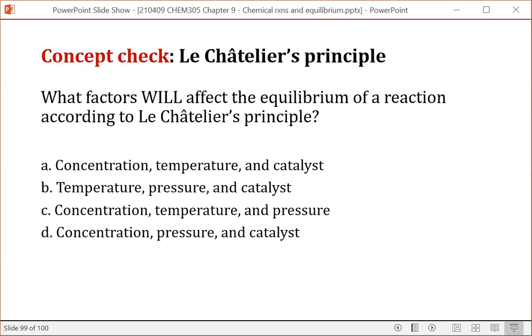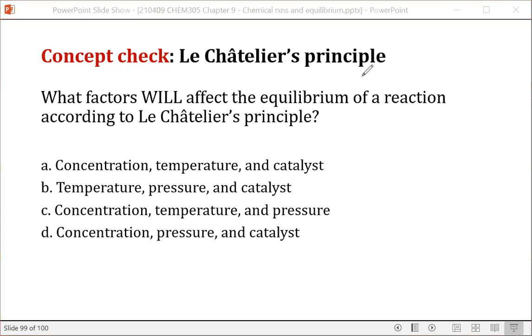So let's do a quick concept check on Le Chatelier's principle. What factors will affect the equilibrium of a reaction according to Le Chatelier's principle? A, concentration, temperature, and addition of a catalyst; B, temperature, pressure, and a catalyst; C, concentration, temperature, and pressure; or D, concentration, pressure, and a catalyst.